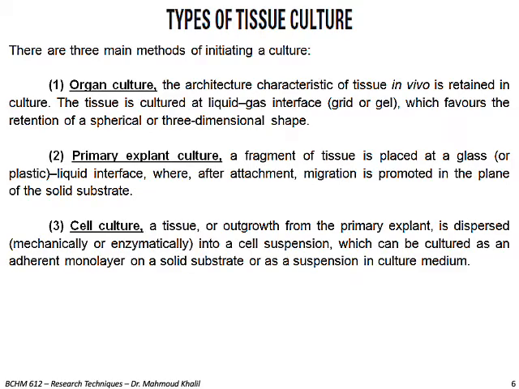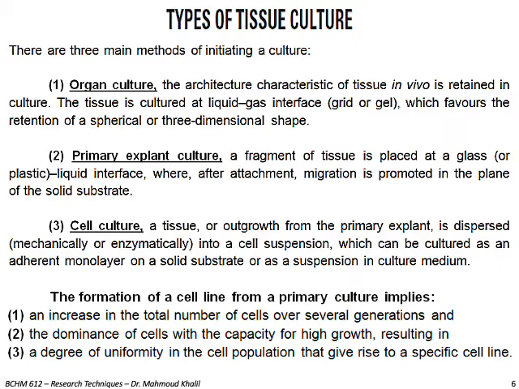While in the cell culture, a tissue or outgrowth from the primary explant is dispersed mechanically or enzymatically into cell suspension, which can be cultured as an adherent monolayer on a solid substrate or as a suspension in culture media. The formation of a cell line from primary culture implies an increase in the total number of cells over several generations, and the dominance of the cells with the capacity for high growth, resulting in a degree of uniformity in the cell population that gives rise to a specific cell line.